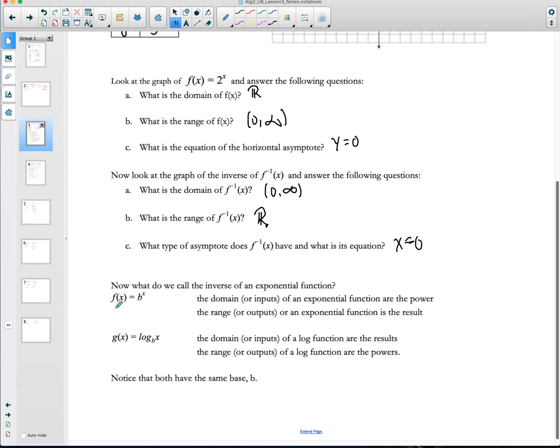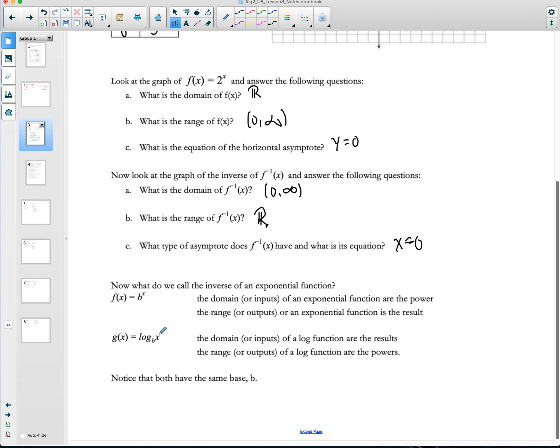So now, when we think about f of x equals b to the x, that's our exponential function. We know the domain is the powers. So I'm putting in the powers of the base here. And the range is the result. So my input would be 2, my output would be whatever the base is to that second power. Now, here's the notation for a logarithm. We abbreviate that with log, in the same way we abbreviated sine with sin or cosine with cos. So this log means logarithm. And then notice whatever base we have here, we still have that same base here.